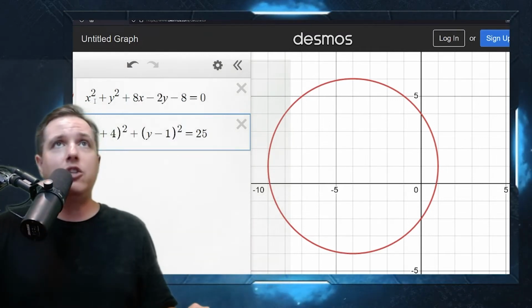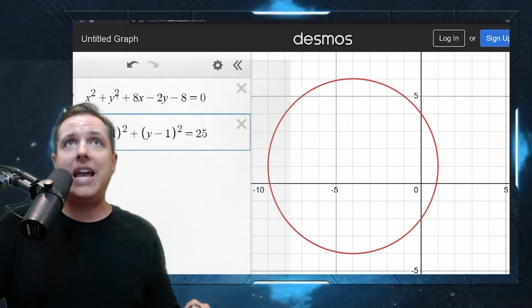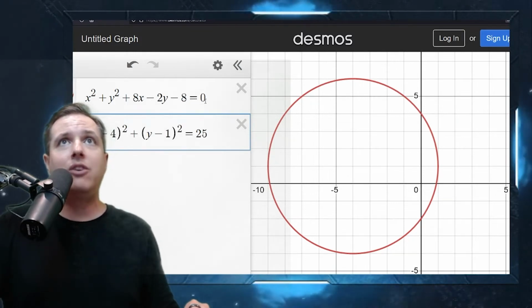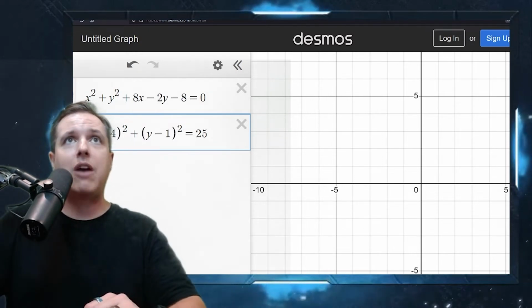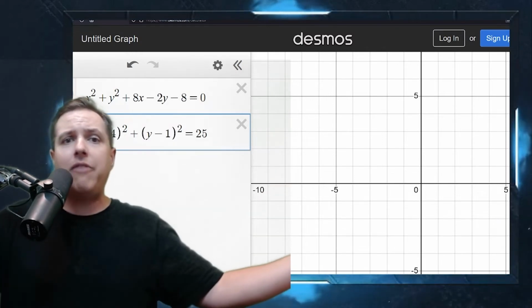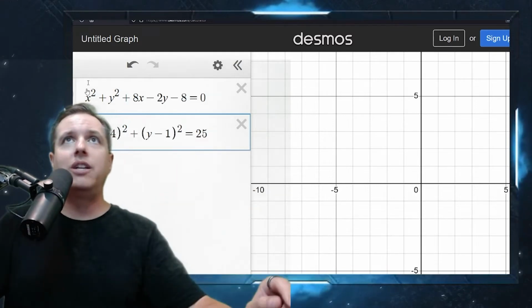So this is our equation, x squared plus y squared plus 8x minus 2y minus 8 equals 0. And we can sort of say, okay, no more cheating. I don't know where that's supposed to graph. How are we supposed to know how to graph that thing? Well, step one is to put it into standard form.